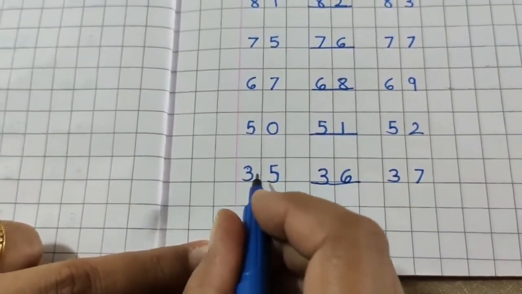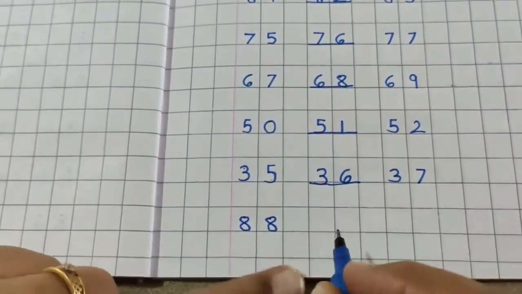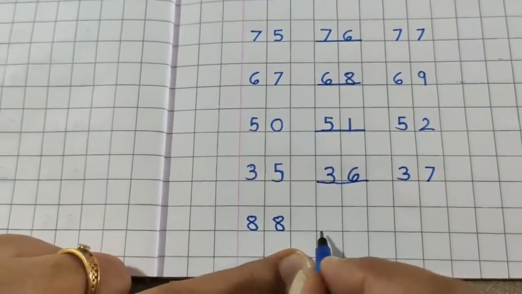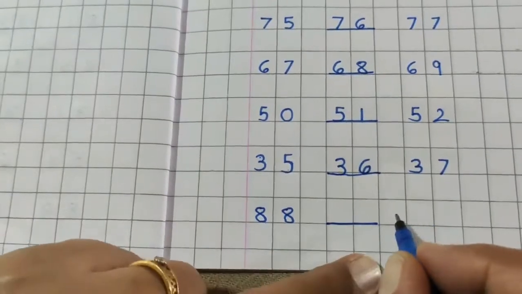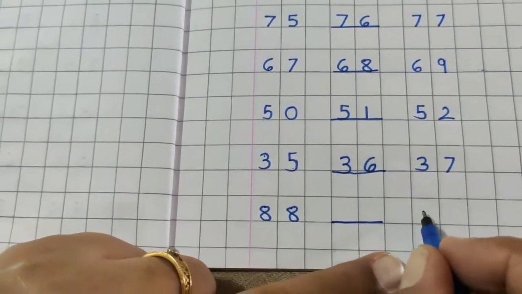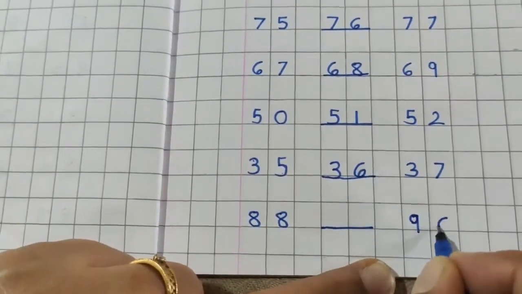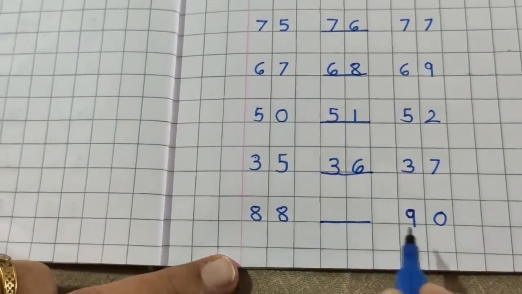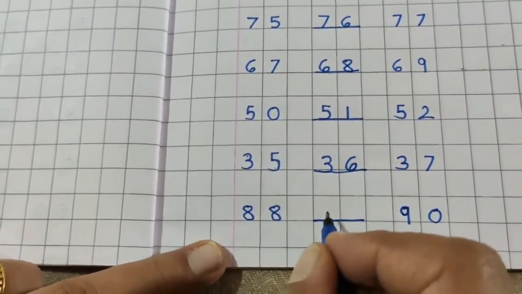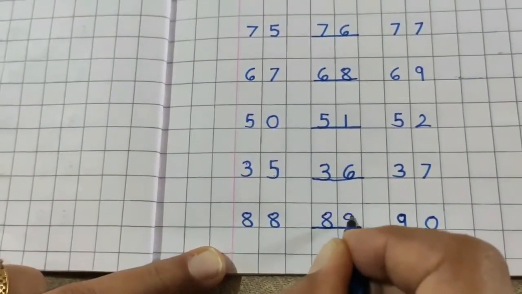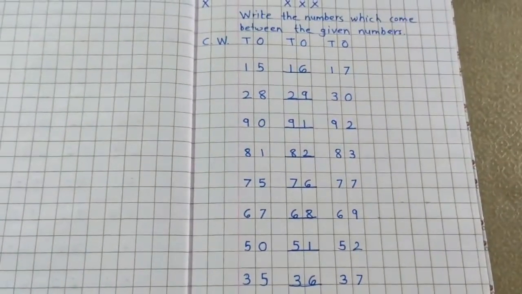Leave one box gap below 35 and write number 88. Leave one box gap after 88 and put a dash and leave one box gap and write number 90. Here the number which comes between these two numbers is 89. Children, this way you have to complete classwork page.